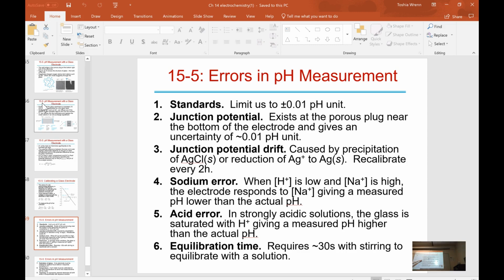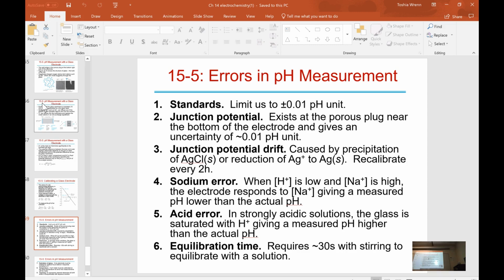If our solution precipitates, we're talking about silver chloride here, it's not a highly soluble salt. If that precipitates in the region of that plug, or it precipitates and doesn't get near the plug, but we change the concentration of our silver and chloride ions, we're losing the certainty in our junction potential there. So we get junction potential drift. So the standard is that you really should calibrate your pH curve every 2 hours that you're working with the probe.